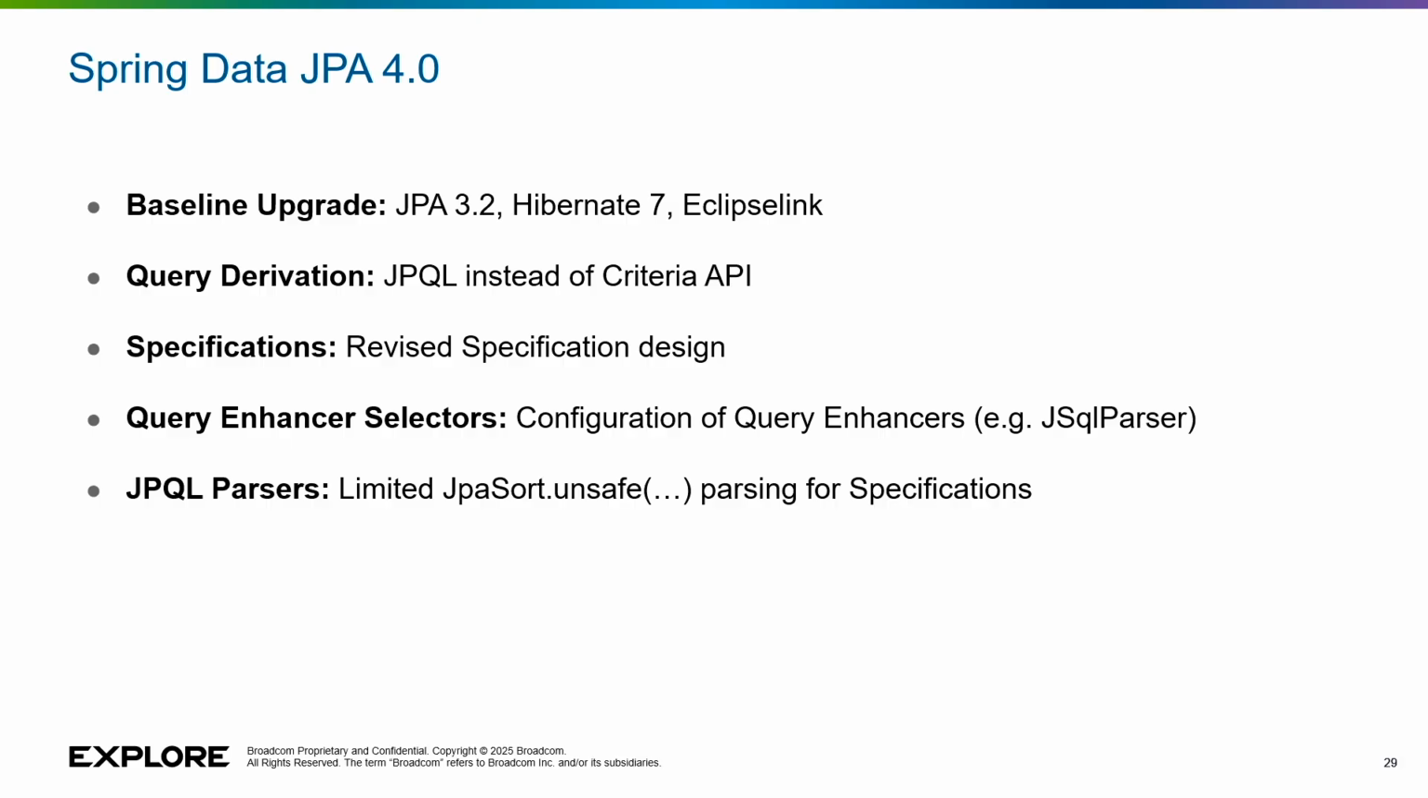Spring Data JPA 4. Again, a baseline upgrade, but for JPA. Hibernate 7. I did mention the query derivation. We're using JPQL under the hood instead of Criteria API. There's been some specifications improvements. So specification is an update specification, delete specification, and it's a fluent API so that you can operate on your data. We're not going to really talk about query enhanced selectors here, but it's available. And same for JPQL parsers. These are just improvements.